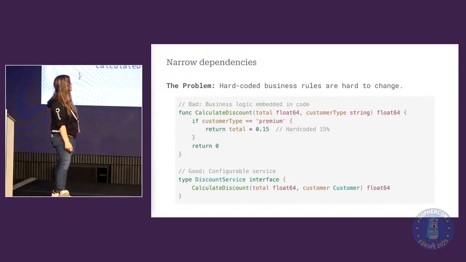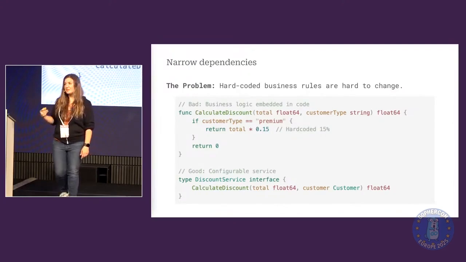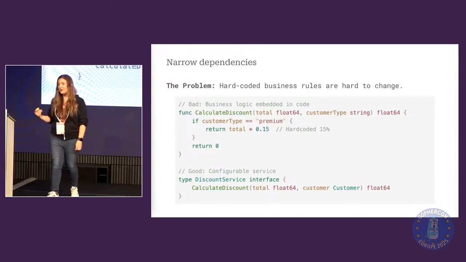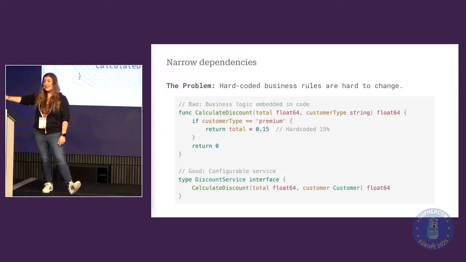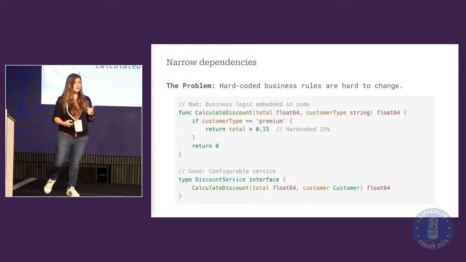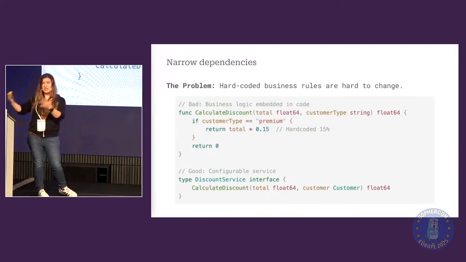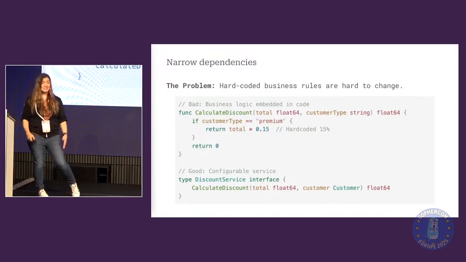Next, hard-coded business rules. Offloading any business logic that you know might need to change into a different service is great, because now when the business comes to you and says, hey, I want to change the way we do discounts, you don't have to be involved. If an engineer has to be involved to change something in the code, to change business logic, that's going to slow you down doing anything else that you're doing.